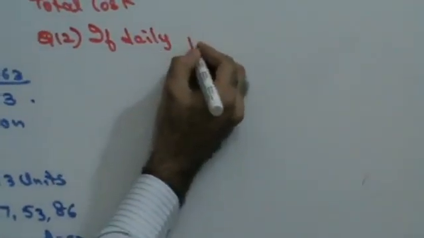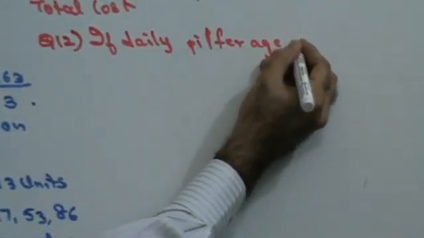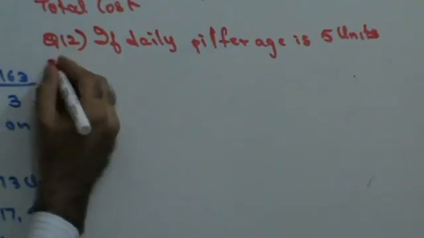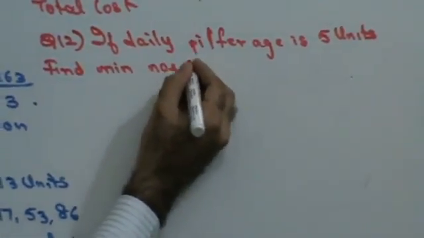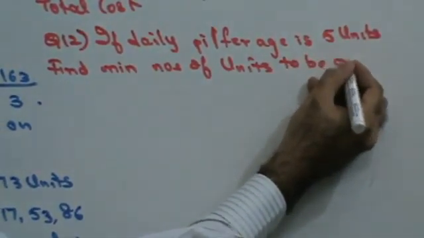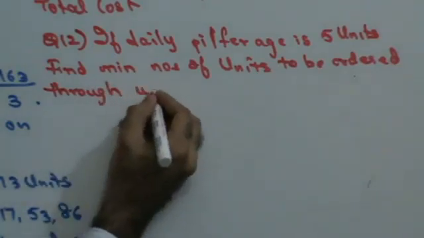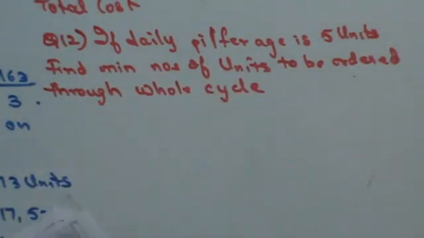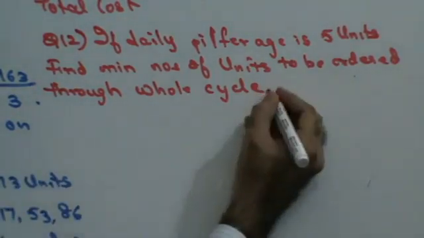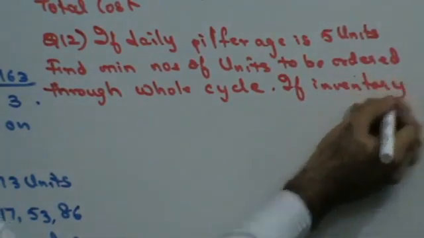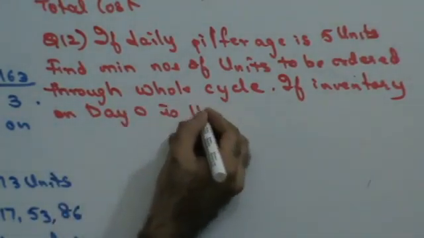Question 12. If the daily pilferage is 5 units, find minimum number of units to be ordered through the whole cycle, if inventory on day 0 is 100 units.